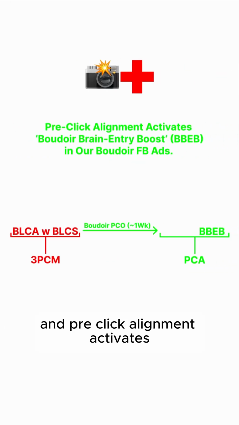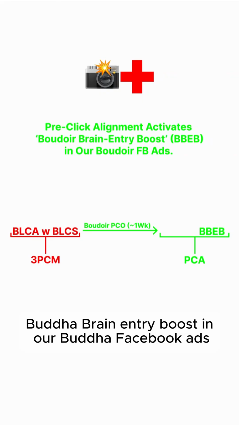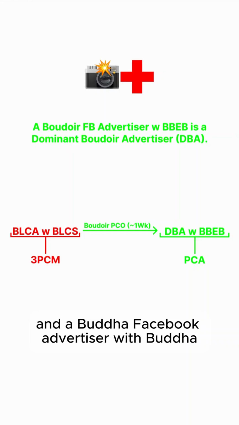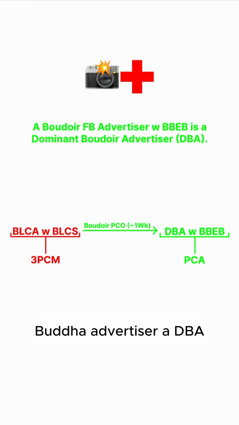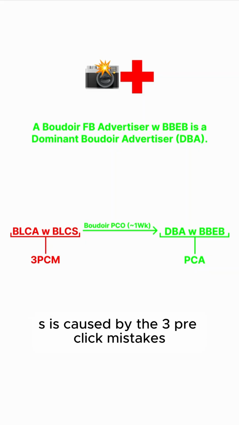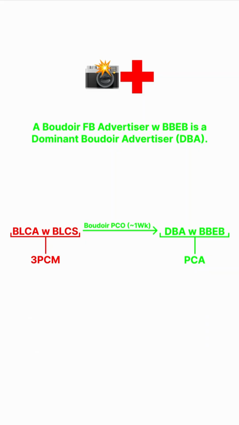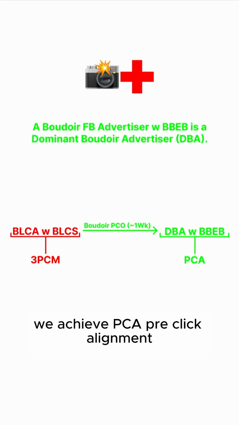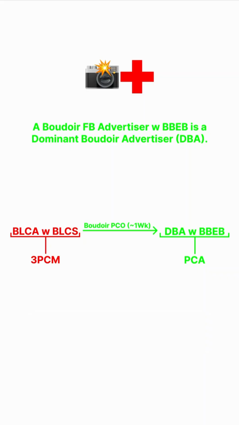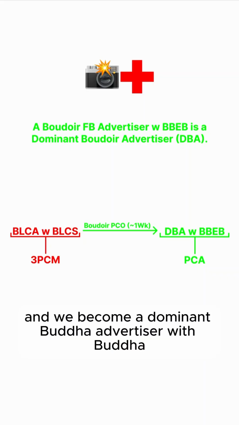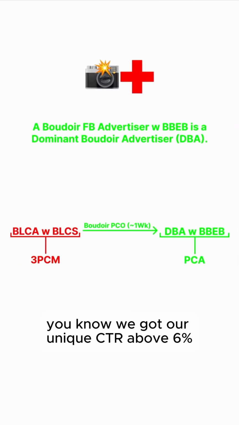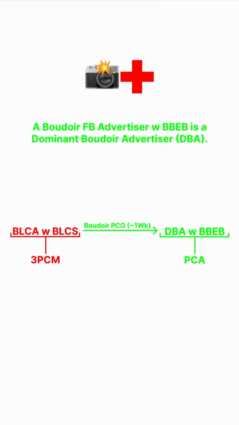And pre-click alignment activates Boudoir brain entry boost in our Boudoir Facebook ads. And a Boudoir Facebook advertiser with Boudoir brain entry boost is a dominant Boudoir advertiser, a DBA. So this is our full universe. A BLCA with BLCS is caused by the 3 pre-click mistakes. It's fine, easy enough, treated with Boudoir PCO. Takes about a week. We achieve PCA, pre-click alignment, and we become a dominant Boudoir advertiser with Boudoir brain entry boost. And all that means is we got our unique CTR above 6%.